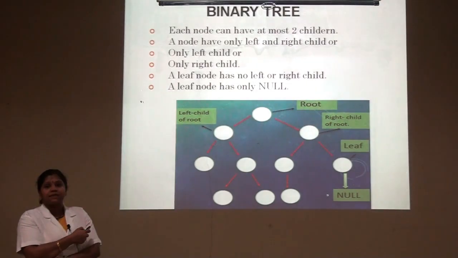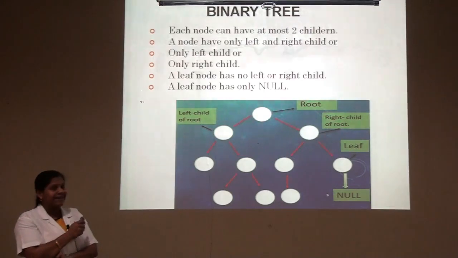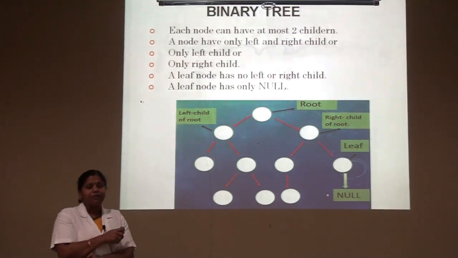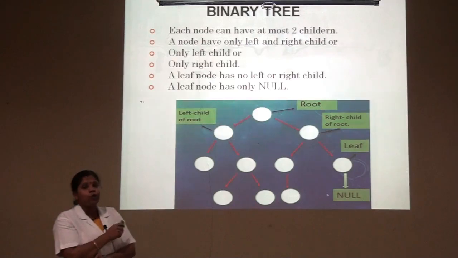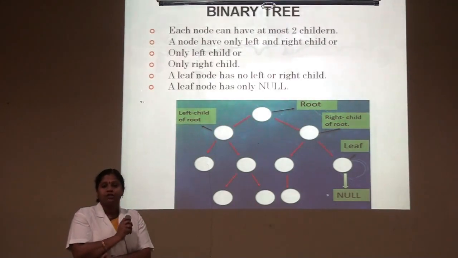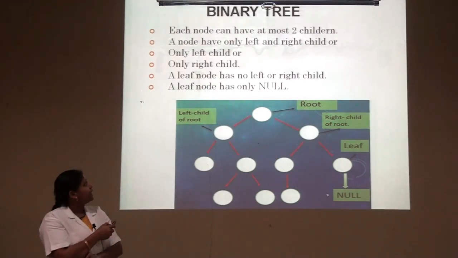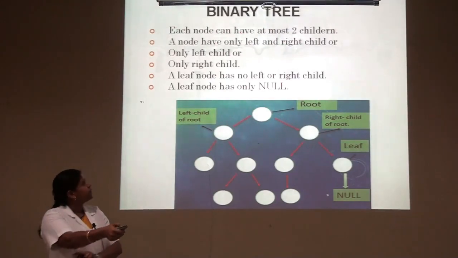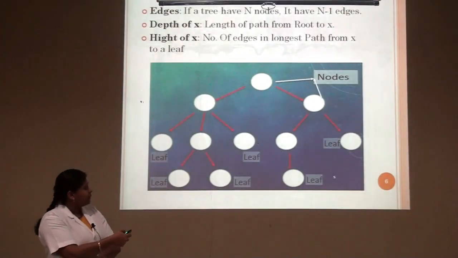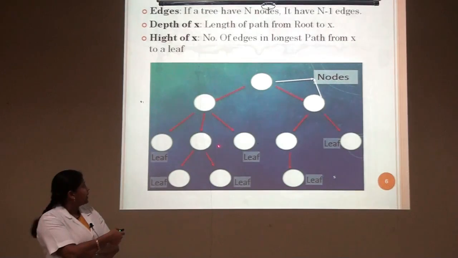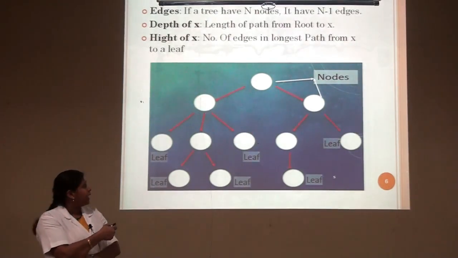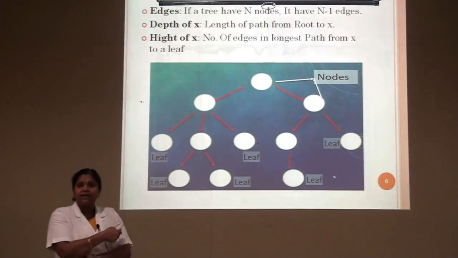The first and most important kind of tree data structure is the binary tree. What do I mean by binary tree? In a binary tree, each node can have at most 2 children. A node cannot have more than 2 children. This is what a binary tree is. What is the difference between a normal tree and a binary tree? In this example, this is a tree. This node has 3 children, and this node also has 3 children. It is a normal tree.